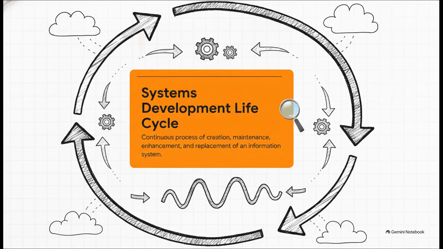So to understand how we build these solutions, we first need to define the SDLC, or the Systems Development Lifecycle. The SDLC is the continuous, iterative process of creation, maintenance, enhancement, and replacement of an entire information system. Think of the SDLC as the big picture. It traces the history and development of the entire application program. And notice that word iterative. It means we constantly refine it over time. It's a continuous loop, not just a straight line from start to finish.